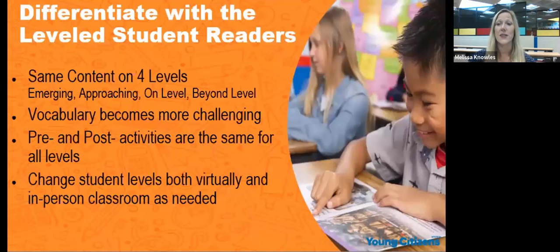So let's start with the leveled readers. The leveled readers we have 4 levels. So you've got your emerging, approaching, on level, and beyond. Now each book has the same content. The difference you're going to see is going to be in the information included and the vocabulary words. Sometimes there will be a little bit of difference in the vocabulary. But Young Citizens has the pre and post activities. Now those are the same for any level. So no student is left out.